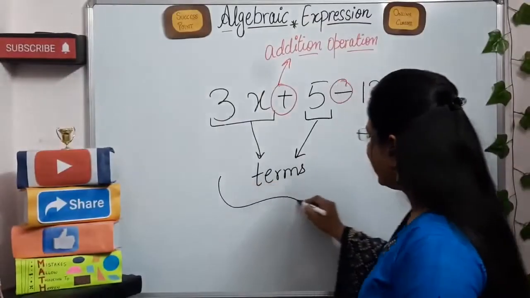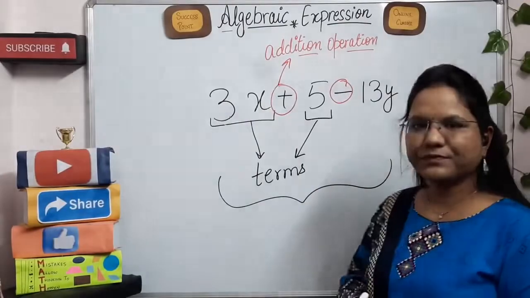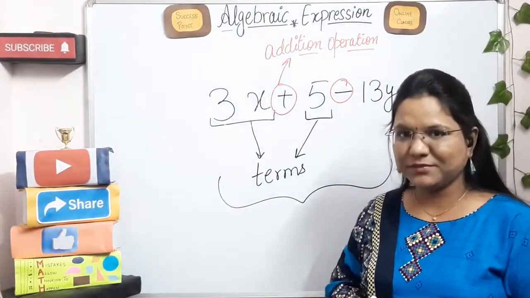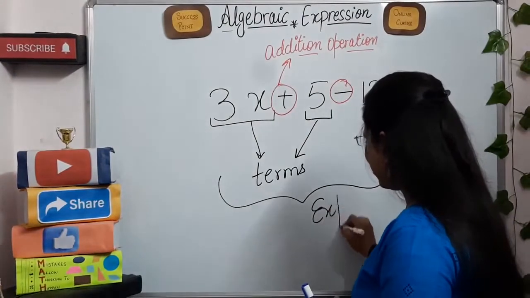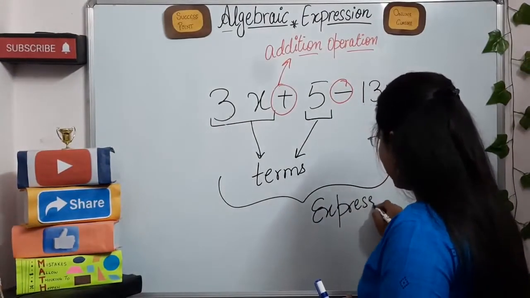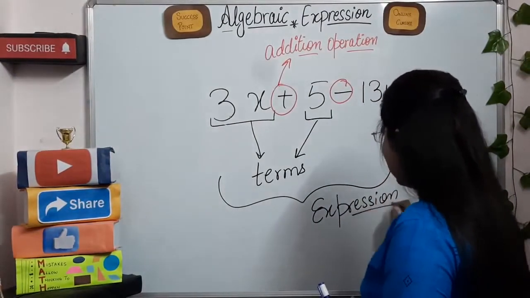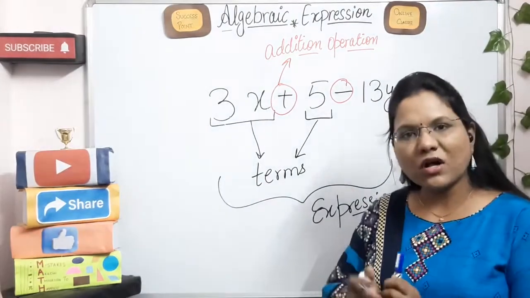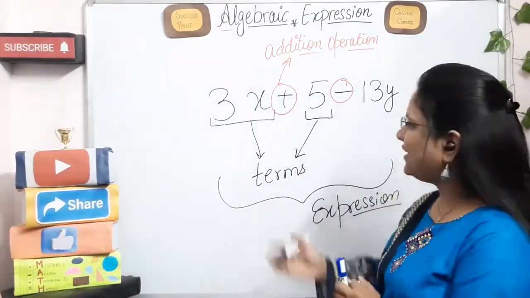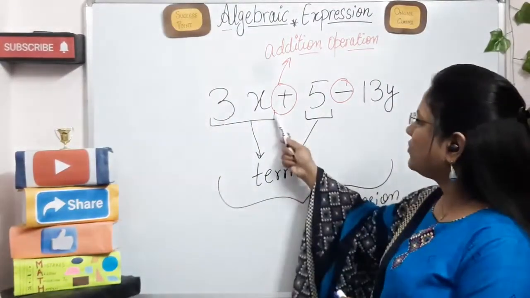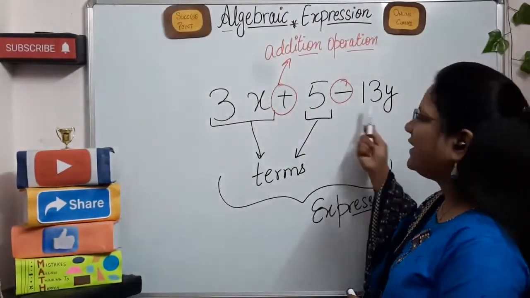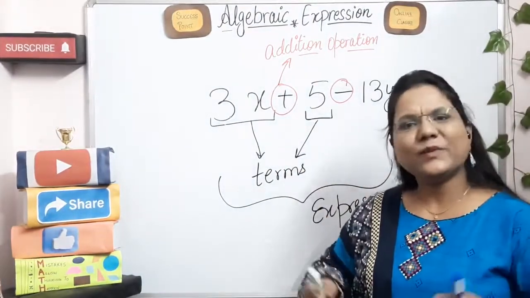What can we call this complete thing? Can we call it a term? No, it is an expression. Yes, it is an expression. When we join all the terms together, we call it an expression. So we can say 3x plus 5 minus 13y is an expression.